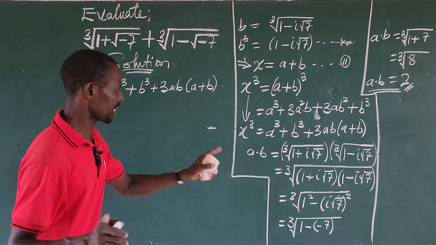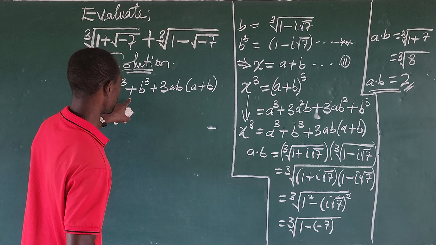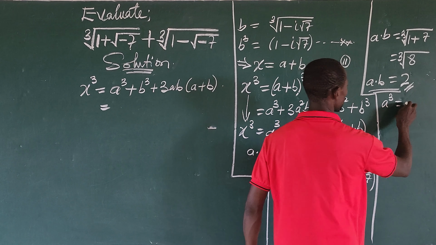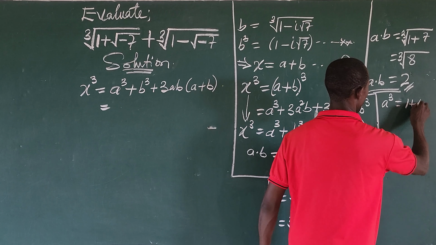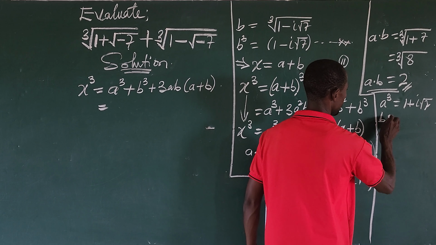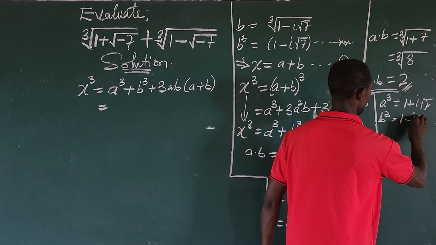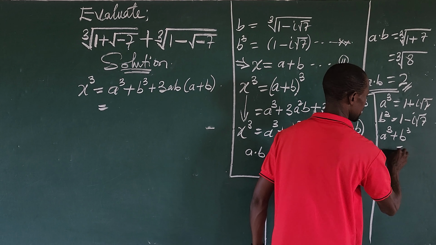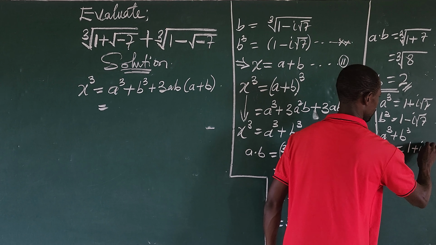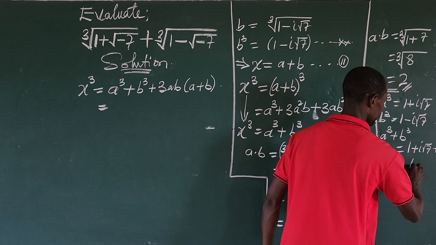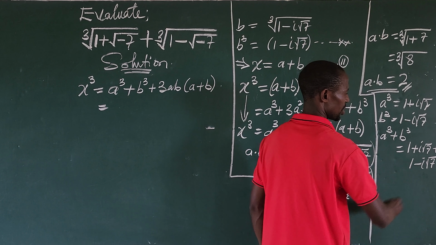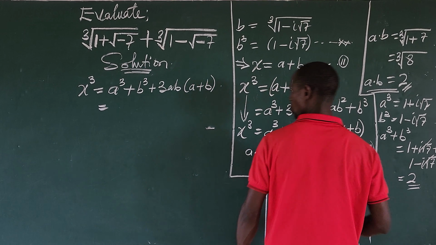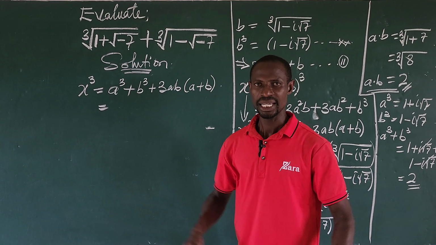Or, have we solved for that? Let's check it out. Let's just go ahead and solve for A to the power of 3 plus B to the power of 3. Recall that A to the power of 3 is equal to 1 plus iota root 7, and B to the power of 3 is equal to 1 minus iota root 7. If we add these two, A to the power of 3 plus B to the power of 3 is 1 plus iota root 7, plus 1 minus iota root 7. So plus iota root 7 minus iota root 7, these two will leave. This is going to give us 2. So A to the power of 3 plus B to the power of 3 is just 2.